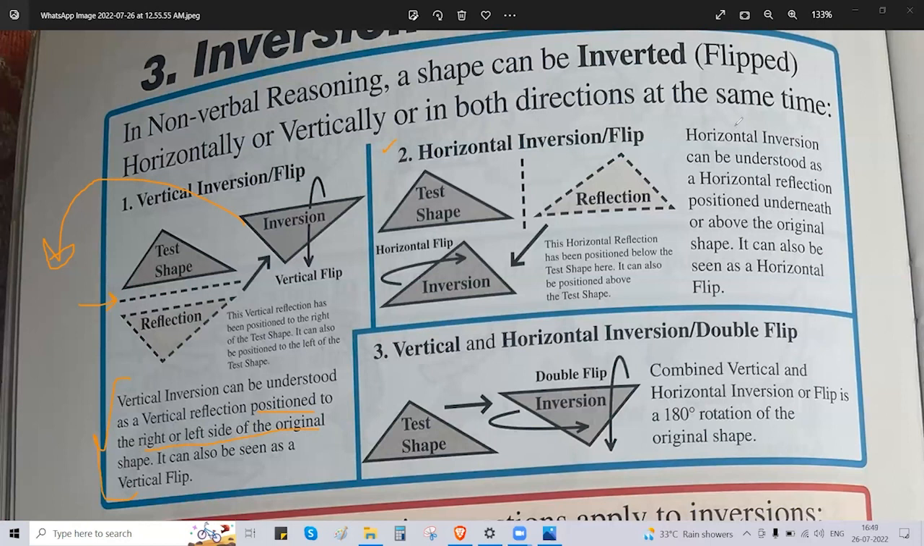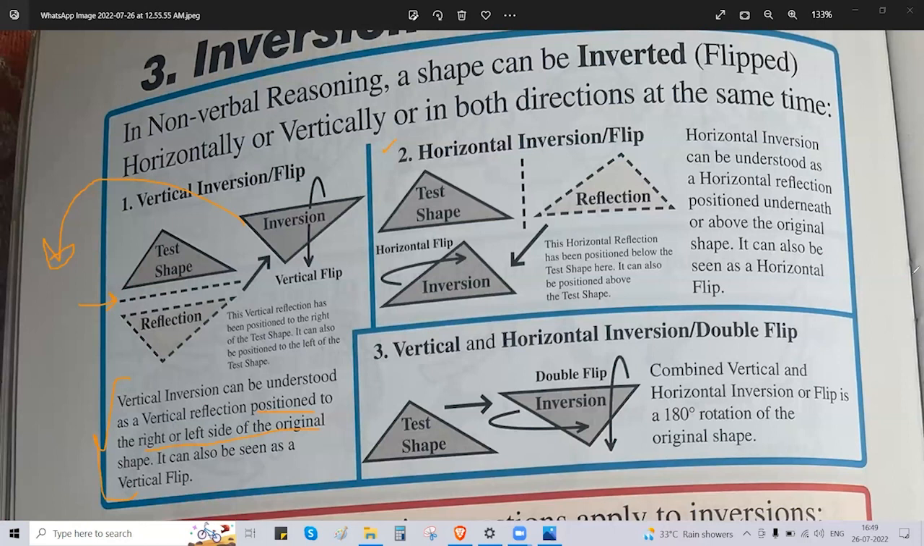So now please tell me something about horizontal inversion or flip. A horizontal inversion or flip can be a flip that could be positioned something like, let's say you have a reflection of something like the test shape. When you move it to the right side, it becomes a reflection, so it's a horizontal flip.